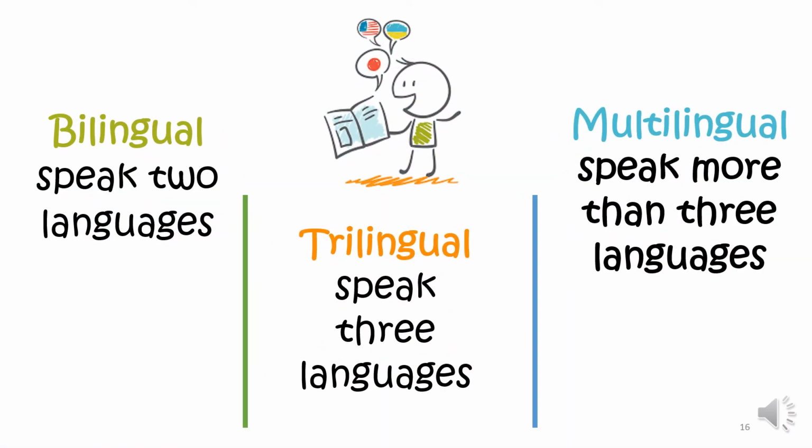Bilingual is the person who speaks two languages. Trilingual is the person who speaks three languages. Multilingual is the person who speaks more than three languages.